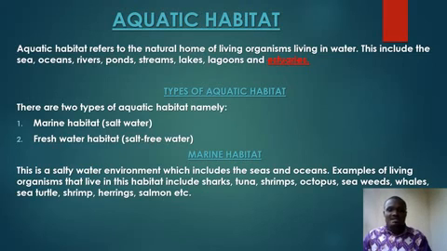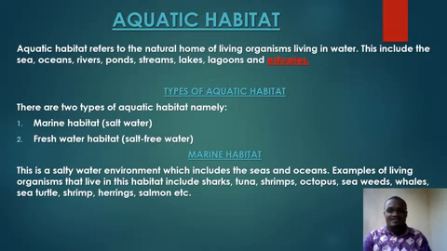Aquatic habitat is made up of marine habitat, that's salt water, and then freshwater habitat. So the marine habitat has to do with life in the seas and the oceans. What are some of the organisms that live in it? We have shark, octopuses, seaweeds, whales, turtle, and the rest. If you watch National Geographic, you will see all these things.